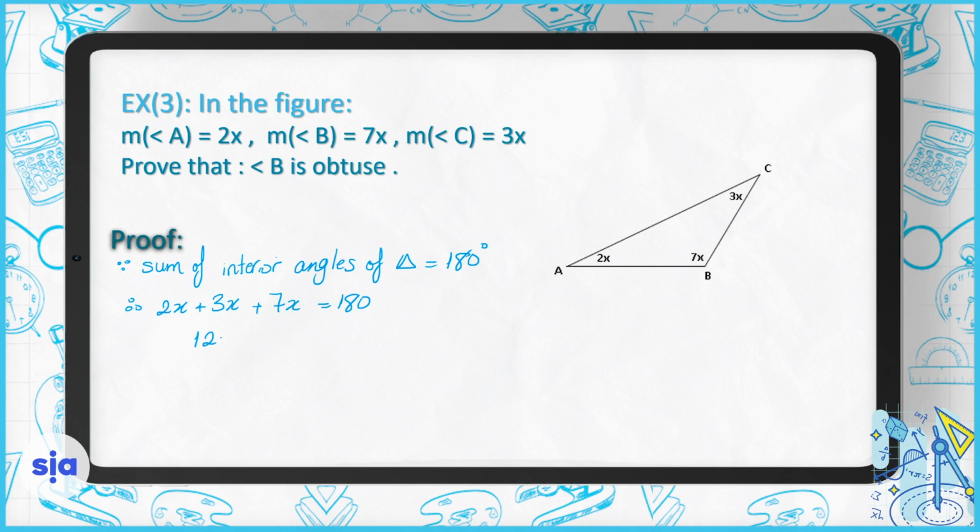Then if you add these together it is 12x equals 180, then the value of each x is 180 divided by 12, which is 15. If you substitute angle B, you will see that the measure of angle B is 7 times 15, which is 105. That is more than 90 degrees. Therefore, angle B is obtuse.